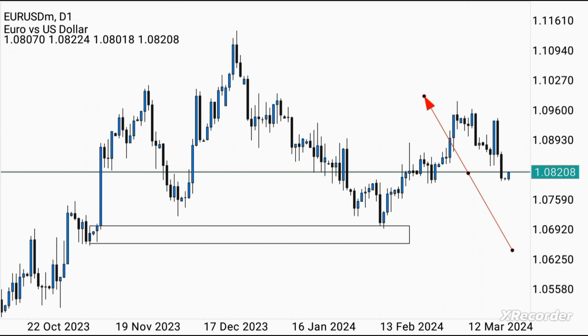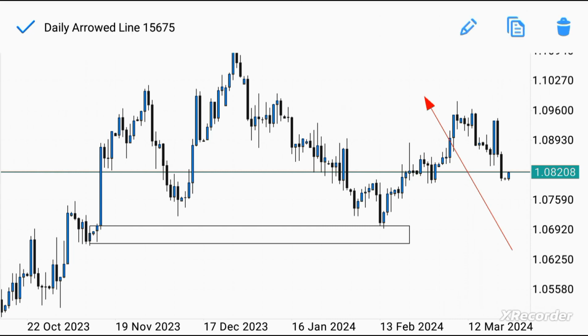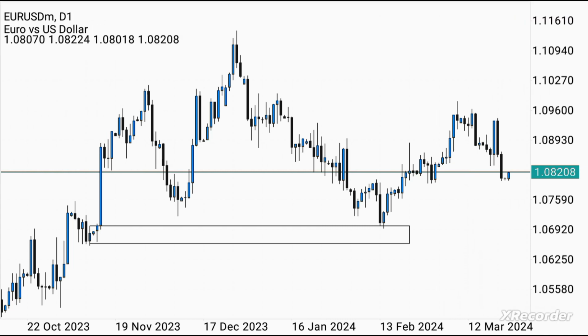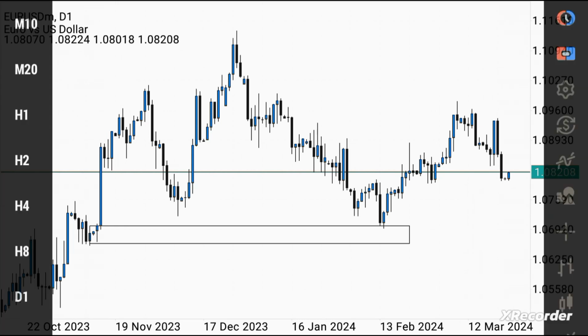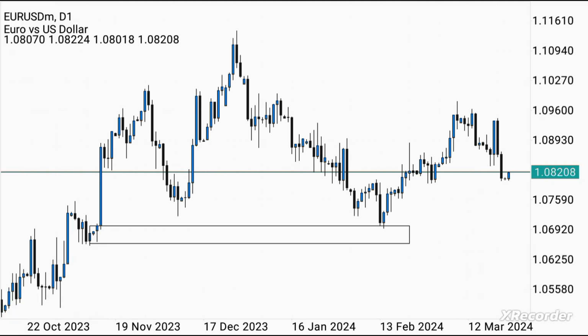Let's delete the arrow so we make our chart clean. Only because I have now found out the story behind the daily time frame will I now jump down to the lower time frame. Without finding out what the market is doing in the higher time frame, I have no right to jump down to the lower time frame, because if I do, I will be trading on assumption, and I will be trading on frustration.